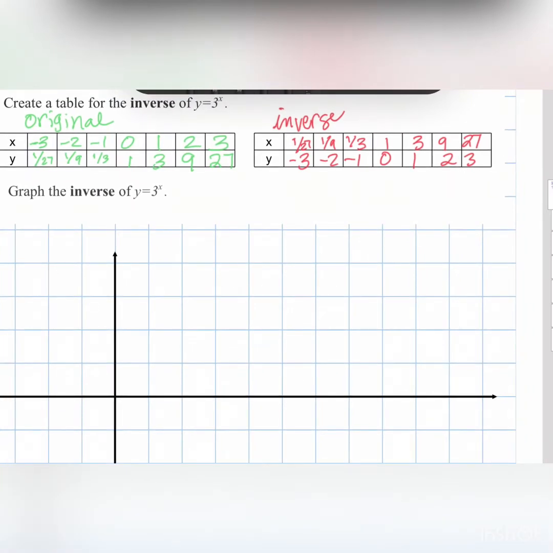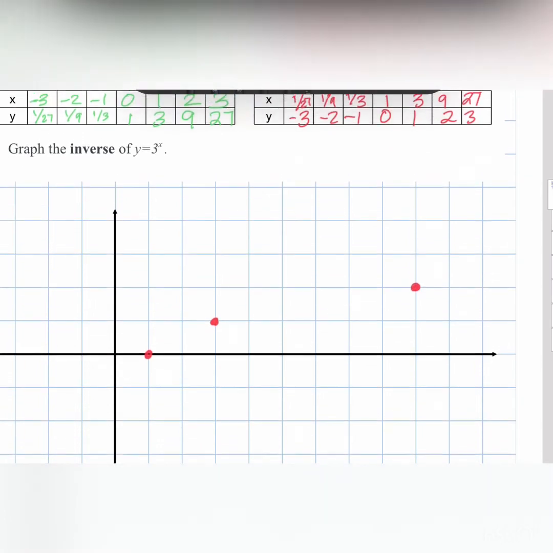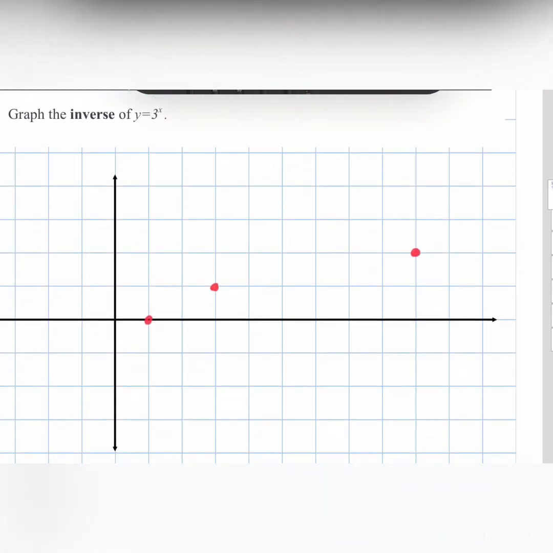Next, we're going to graph the inverse. So those are all my red points. If you wanted, you could graph the original as well, just for that visual comparison. But we do know how inverses and original graphs are related because they are symmetrical across the line y equals x. And I'm just going to approximate to the best of my ability for what these fractional or decimal x values would be.